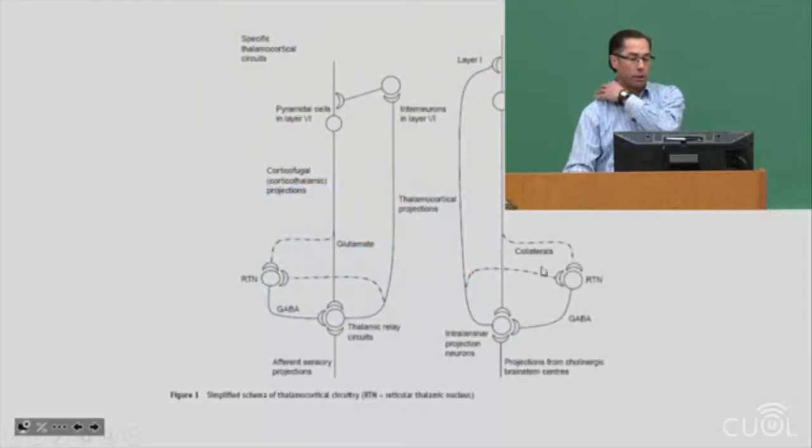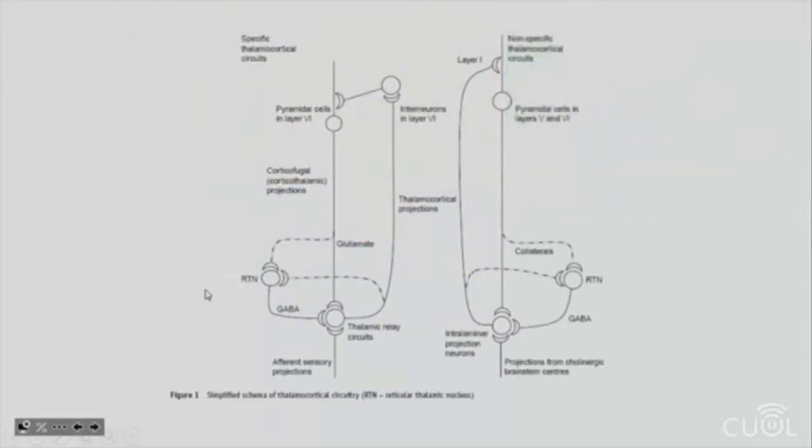All right, so slowly and surely we'll get through this. Got 20 minutes. Okay, so a simplified schema of the thalamocortical circuitry, so the reticular thalamic nucleus. In particular, we're looking at the specific thalamocortical circuits. So you know that this is going to require drawing on my part. So first, let's just go over these circuits.